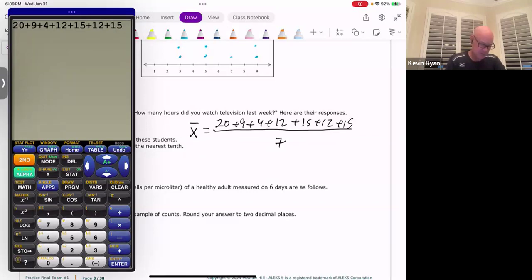One, two, three, four, five, six, seven. It says round to the nearest tenth. So it's going to be 12.4 hours.